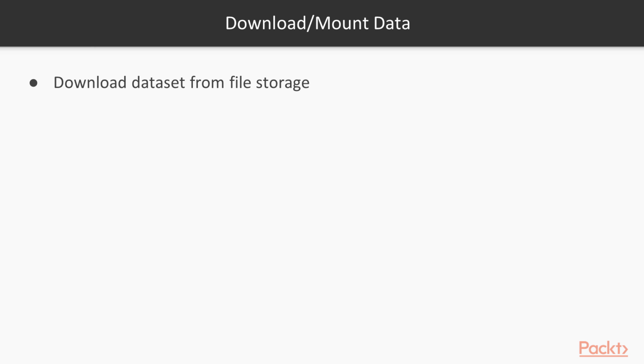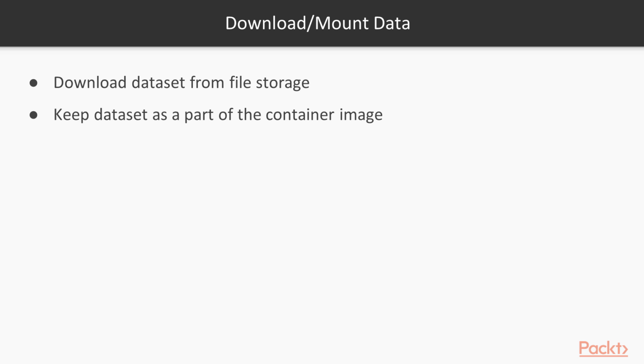There are usually multiple options when preparing data for the training. One option is to download the dataset from the file storage. On one hand, it provides us a way to keep track of the dataset which participates in training. But on the other hand, we have to spend some time in the beginning to download the whole dataset, which could be hard in case the dataset is extremely large.